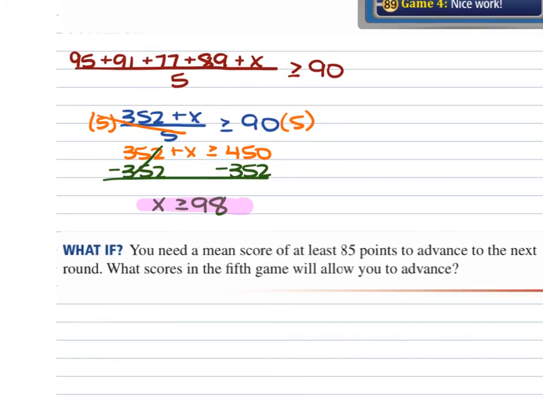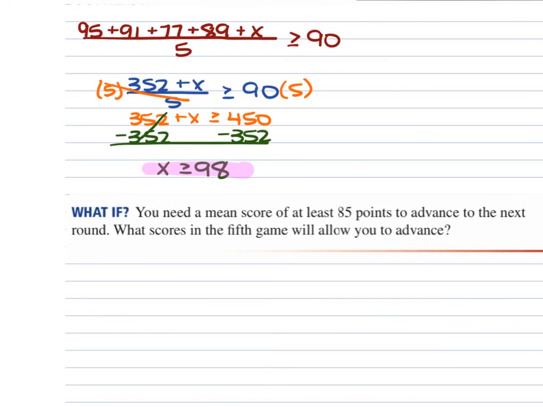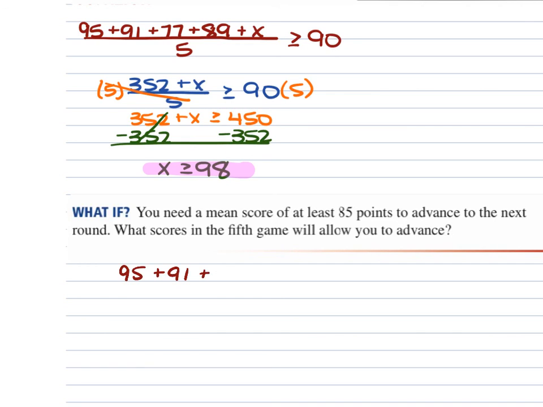If we look at our next example, it tells us that we need a mean score of at least 85 points to advance to the next round. So the only issue here is that the inequality we had in the first place is changing, with that 90 becoming 85. We're going to do the same exact thing that we did for the other one. We're going to have 95 plus 91 plus 77 plus 89 plus x, all divided by 5, is greater than or equal to 85 points now.